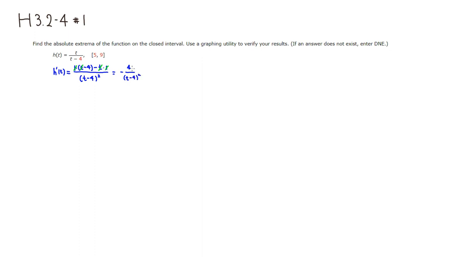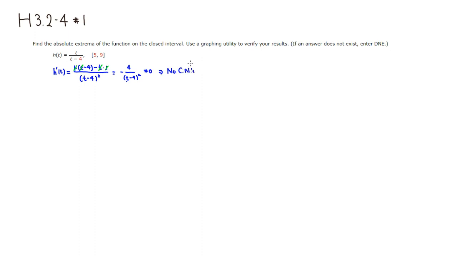You can see that this is never 0, because the numerator is negative 4. So we can't find any critical numbers of the first type. On the second type, the derivative is undefined when t equals 4. But t equals 4 is not even in the domain, so it cannot be a critical number. So this means that there are no critical numbers.